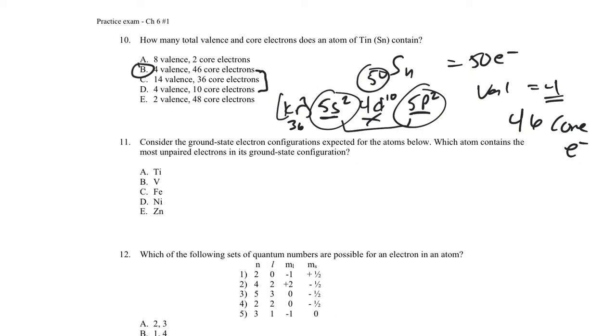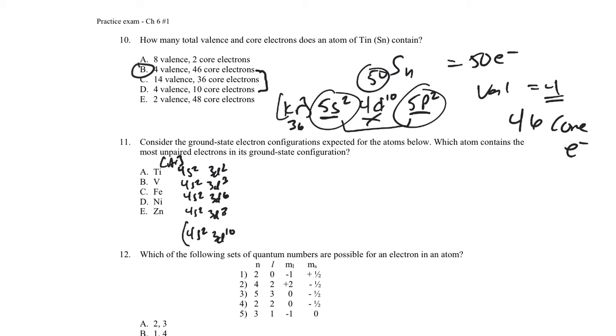Consider the ground state electron configuration expected for the atoms below. Which atom contains the most unpaired electrons in its ground state configuration? Okay, so titanium is a 4s2. These are all on top of argon. So all these configurations are argon, then a 4s2, 3d2. Vanadium is a 4s2, 3d3, iron is a 4s2, 3d6, nickel's a 4s2, 3d8, and then zinc is a 4s2, 3d10.